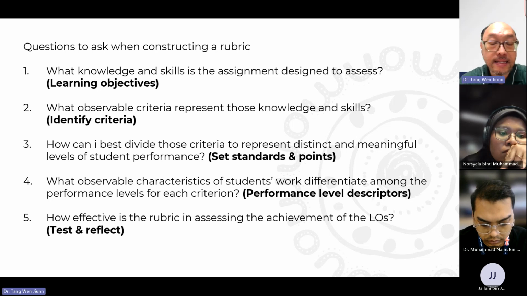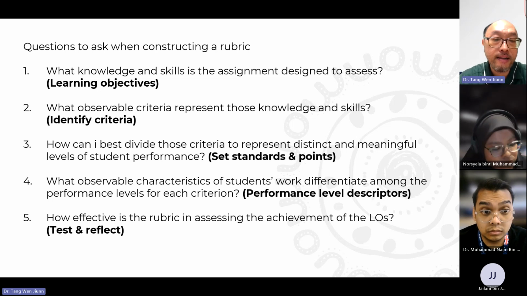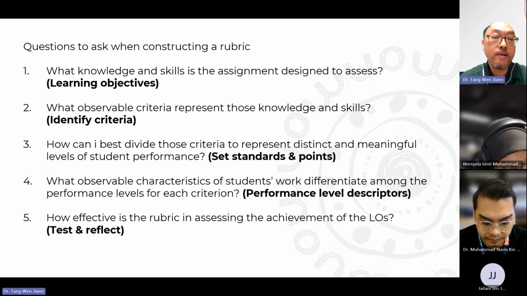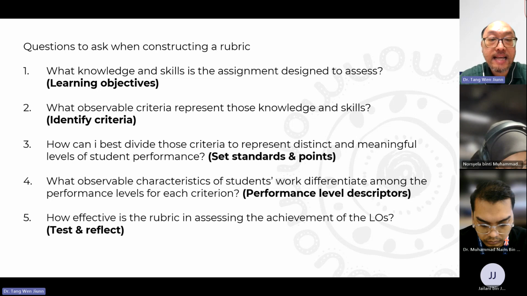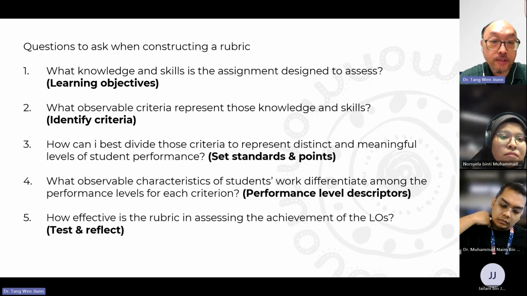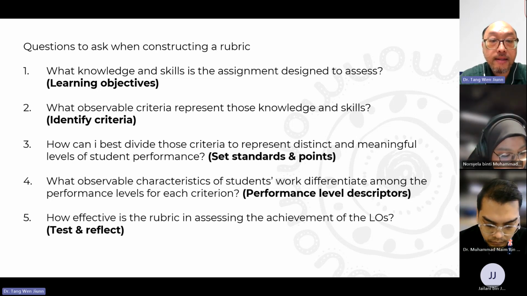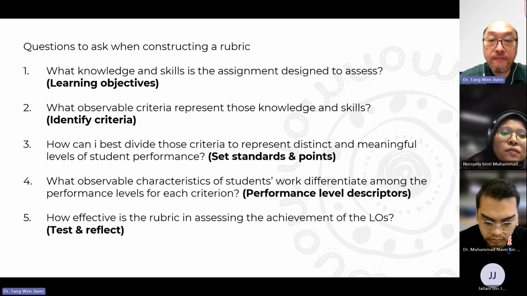These are just the standard questions. When you create the rubrics, let's say this is the first time you're creating from zero, these are some of the questions we ask ourselves. What knowledge and skills is the assignment designed for? So what is it about? That will come from the learning objectives. Then what observable criteria represent those knowledge and skills? So this is identifying the criteria.